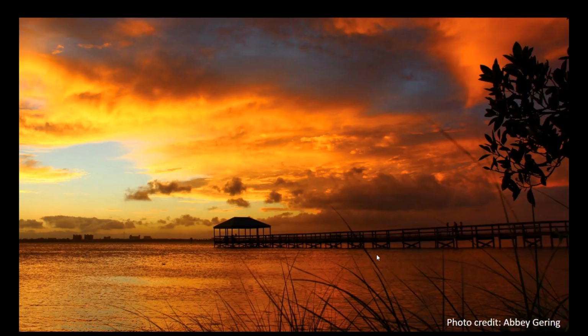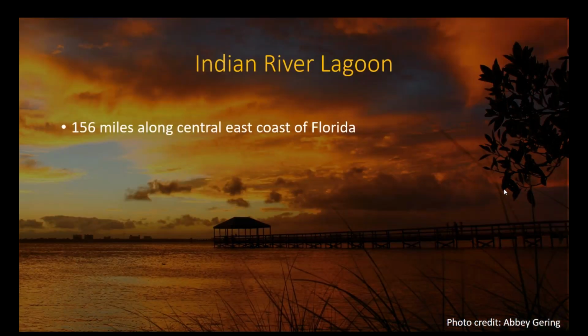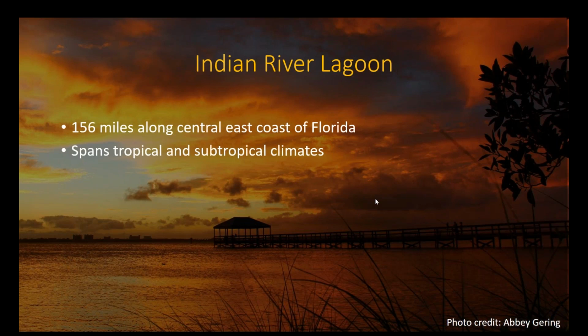And so when we kind of come down to ground level, right, why do we care about this system? It's beautiful. It contributes so much to our economy. People love to live on it, recreate on it. And this system, the Indian Lagoon, is 156 miles along the central east coast of Florida. It spans both tropical and subtropical climates, leading to incredible biodiversity. We have all kinds of animal species, plant species, so it's a really interesting place to live and work and play.